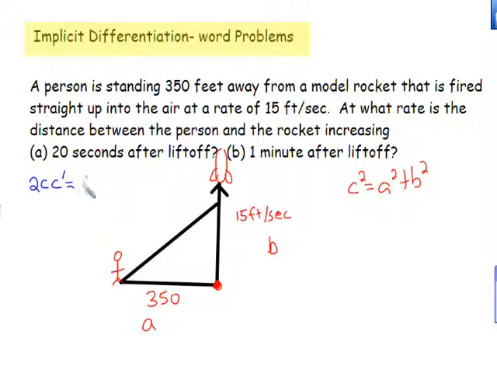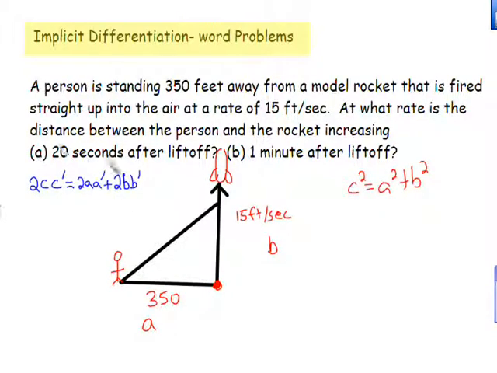That's going to equal 2a a prime plus 2b b prime. Okay, this is the implicit differentiation of this formula here. This describes length. This one describes length and rates. Okay, so now let's see if we can figure out what the values are.